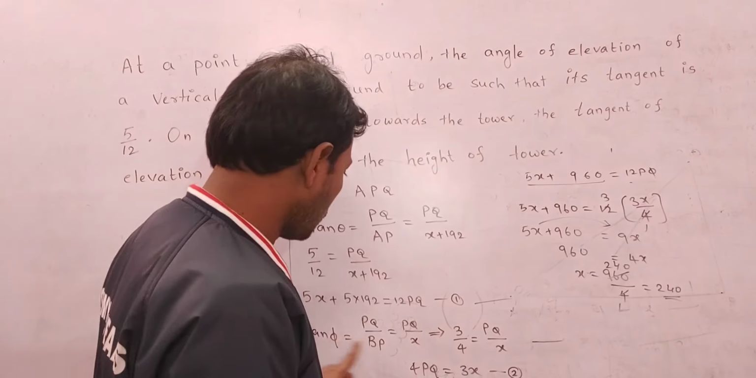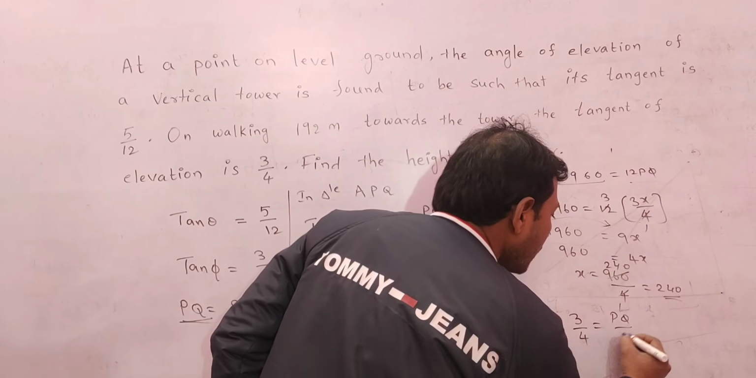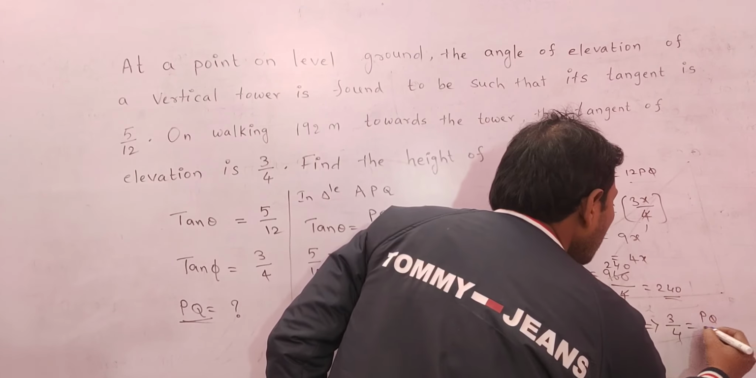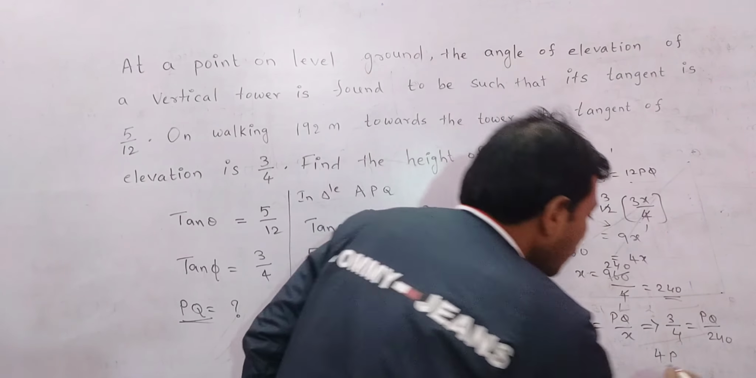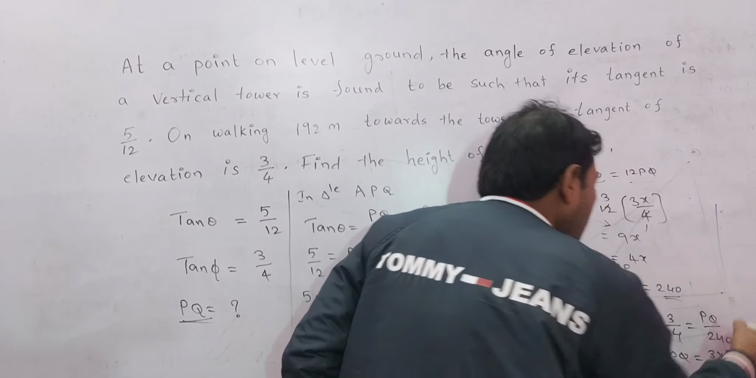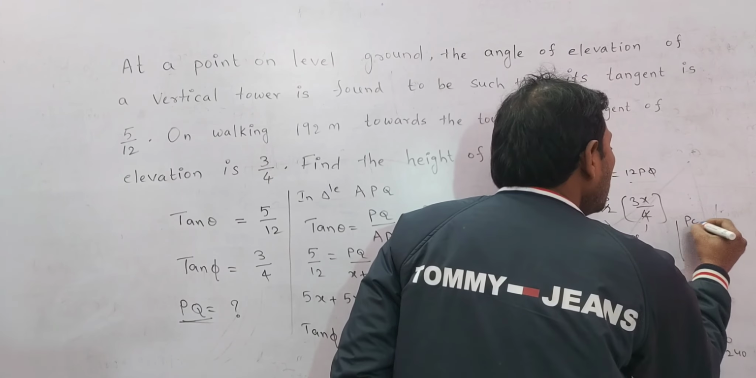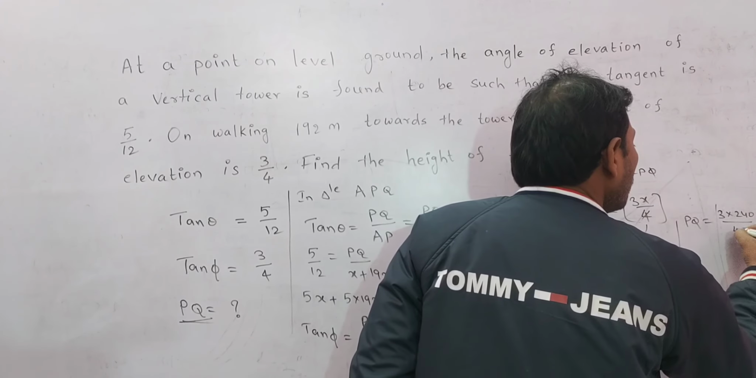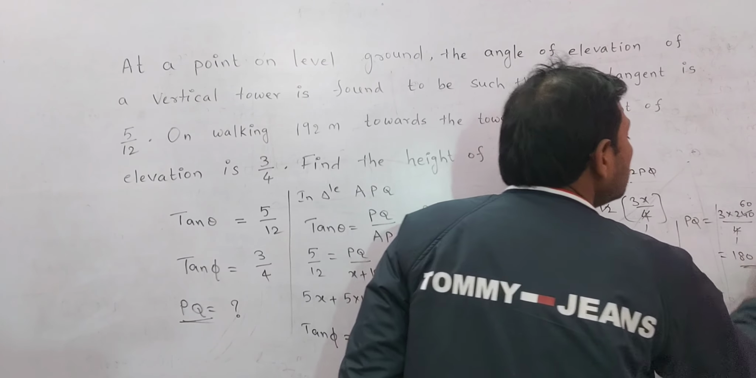Then I substitute in this formula: 3 by 4 equals PQ by x. It implies 3 by 4 equals PQ by 240. Then 4 PQ equals 3 into 240. It implies PQ equals 3 into 240 divided by 4. 4 1s are 4, 6 zeros are 0. Then the answer is 180 meters.